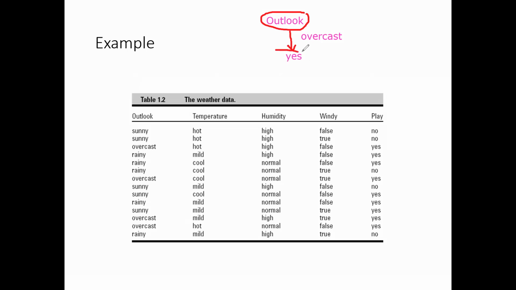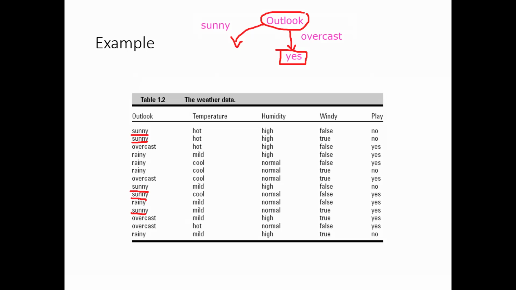That's one thing. But then there are 2 other branches. When outlook is sunny, let's look at what will happen. Outlook is sunny. So what we need to now identify is what will happen when your outlook is sunny. So that means we have to only look at the values here, right? What values? When Outlook is sunny, what will happen? We have 5 instances, right? Now you have to put these 3. So you can put temperature, you can put humidity, you can put windy.